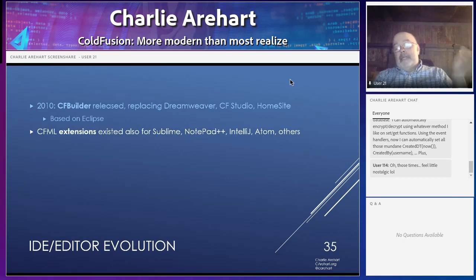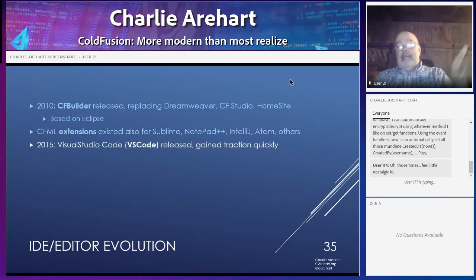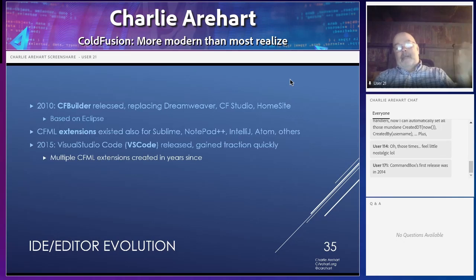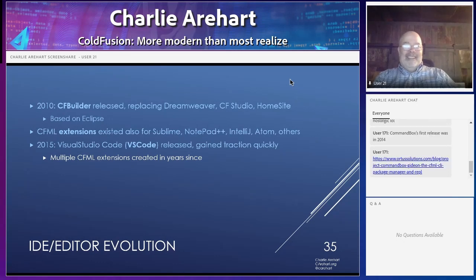For those using other languages, there have been extensions for other languages: Sublime, Notepad++, IntelliJ, Atom, and others. And then VS Code came out in 2015. Yeah, it's been out now 7 years, and it quickly gained traction and became the most prominent. And there are multiple CFML extensions for VS Code. There's two primary ones, and really one primary one, and I'll leave you to investigate that when you use the VS Code feature to search ColdFusion or CFML. What comes up first is usually the highest rated one. I can't remember the name. That's always a hard one to remember. Everybody fumbles over it when they speak of it in presentations.